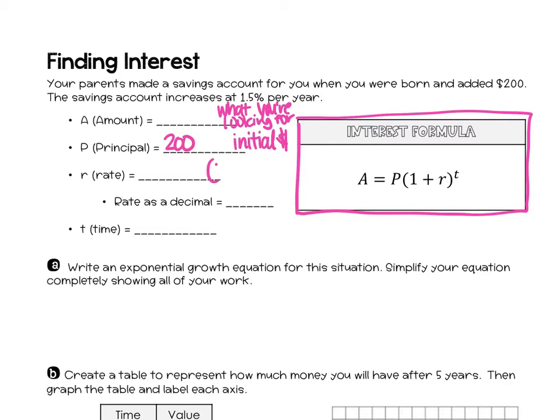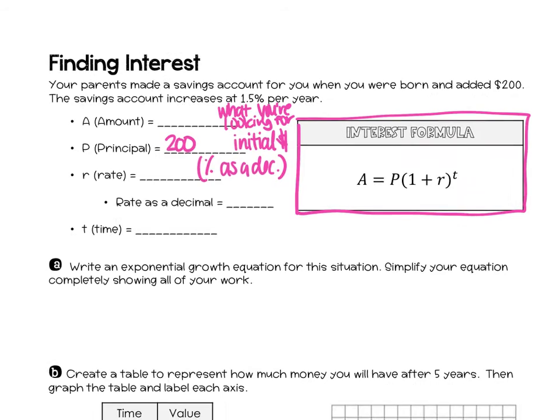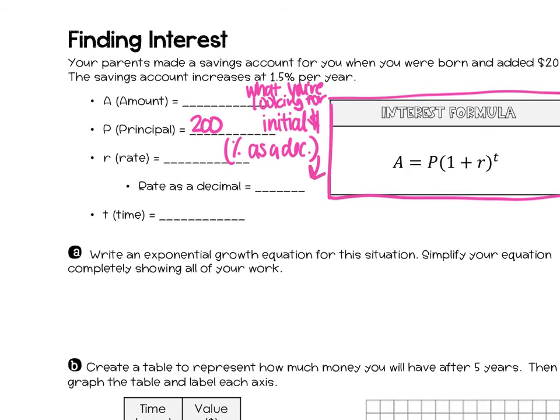The rate is the percent of interest. So in this case, it was 1.5%. And actually, I want to change that. It's the percent as a decimal. Okay, so to make 1.5% a decimal, so I have 1.5%. Okay, to make it a decimal, you divide by 100, which is going to move your decimal 2 places to the left. So then I would have 0.015.